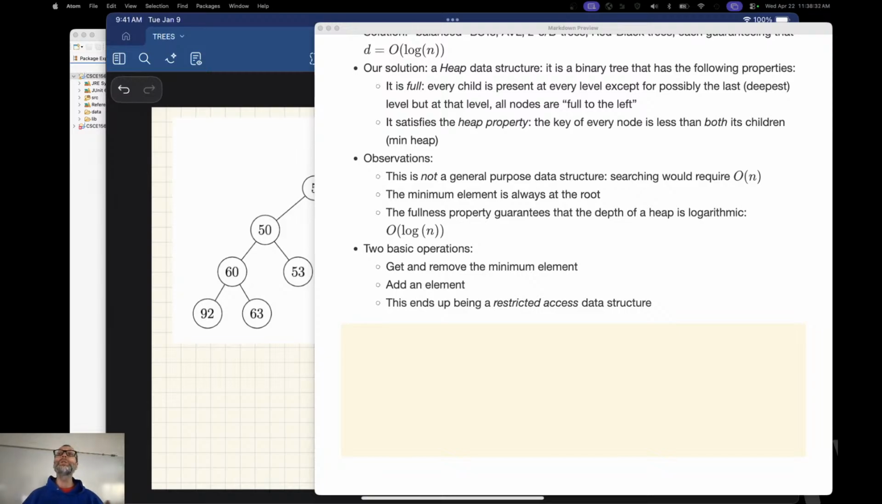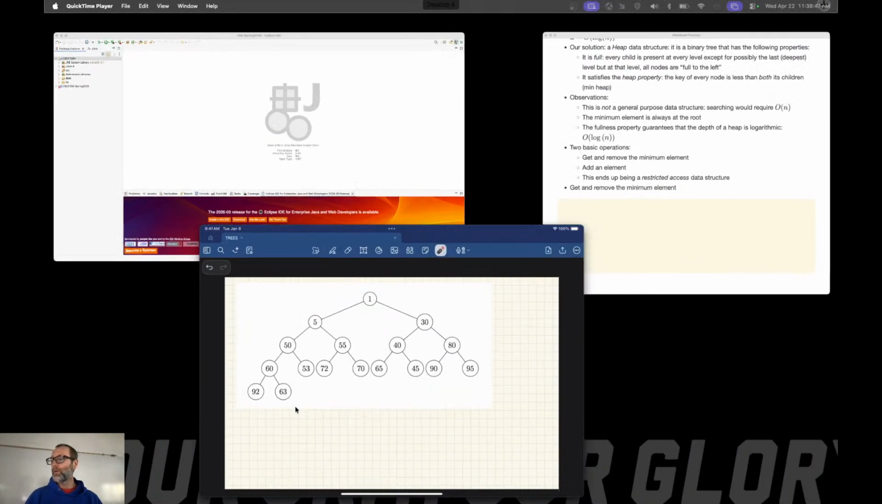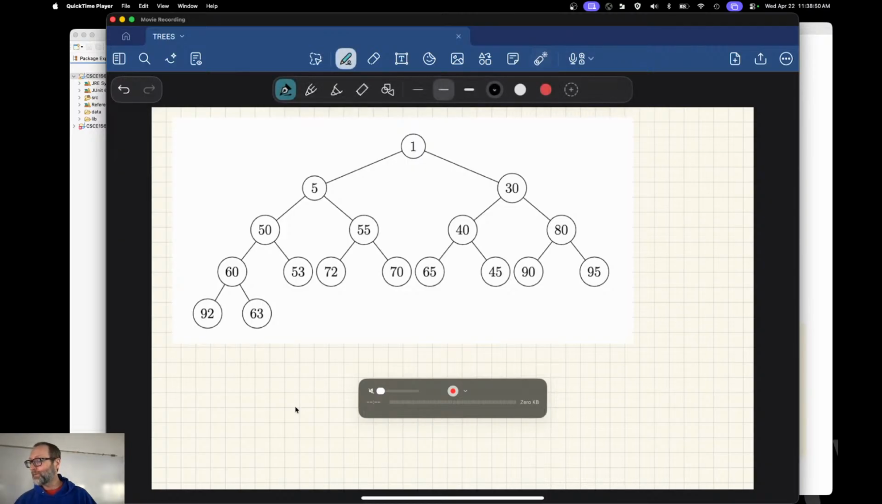As long as you use it for the intended purpose and in the way that it's supposed to be used, everything is going to be efficient. What we need to do is figure out these two basic operations: get and remove the minimum element. Okay? So let's come over here and try a couple of things.